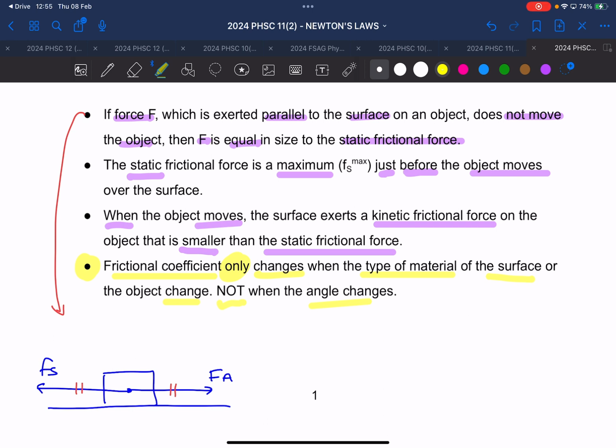Now you were at a horizontal plane, and now you change it to an inclined plane, like that. But you still have the same block, you still have the same type of material, wood, glass, whatever. Did the coefficient change? No, it did not change because the type of material is still the same.